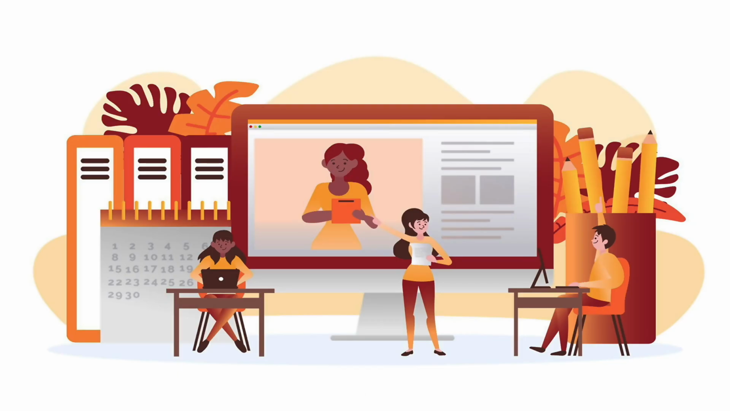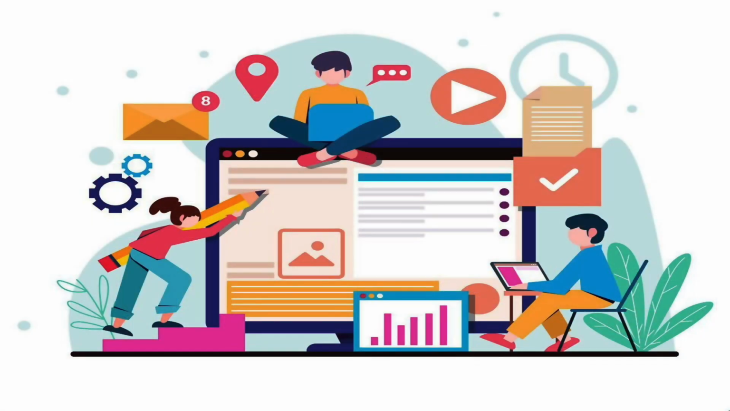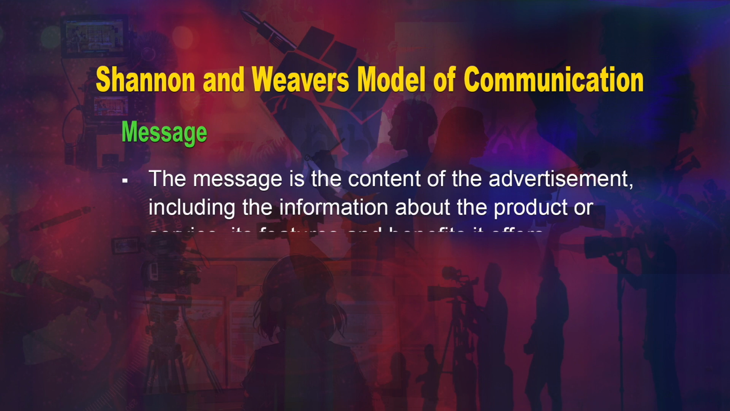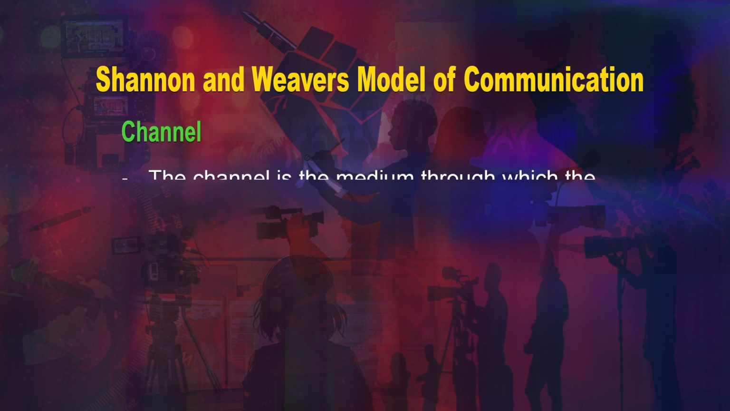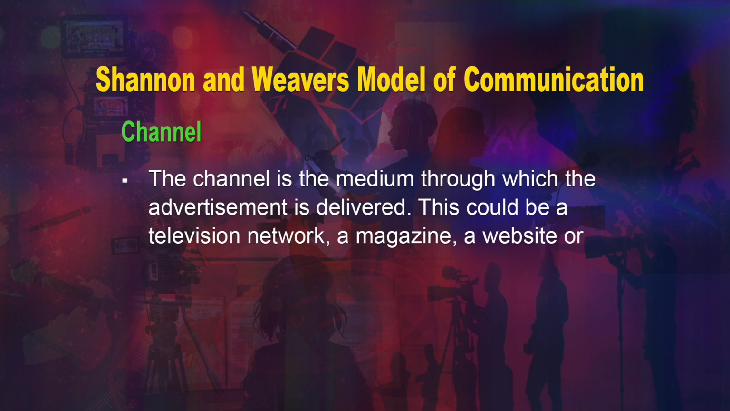This could include designing a print ad, creating a television commercial or developing an online banner. Message. The message is the content of the advertisement, including the information about the product or service, its features and benefits it offers. Channel. The channel is the medium through which the advertisement is delivered. This could be a television network, a magazine, a website or social media platforms.